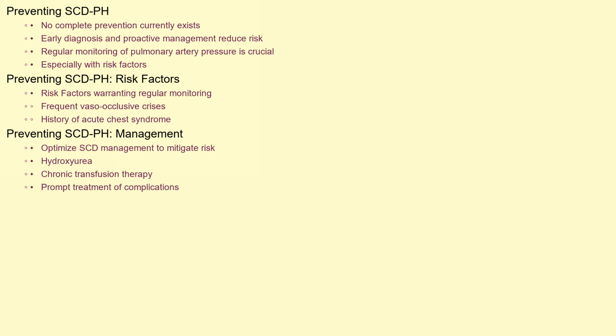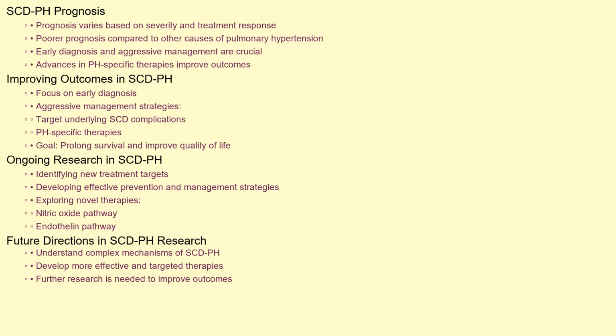Optimizing sickle cell disease management with hydroxyurea, chronic transfusion therapy, and prompt treatment of complications can also help to mitigate the risk of developing pulmonary hypertension. The prognosis of SCD-PH varies depending on the severity of the condition and the individual's response to treatment. Unfortunately, SCD-PH is associated with a poorer prognosis compared to pulmonary hypertension from other causes. However, with early diagnosis, aggressive management, and advances in pulmonary hypertension-specific therapies, it is possible to improve outcomes and prolong survival.